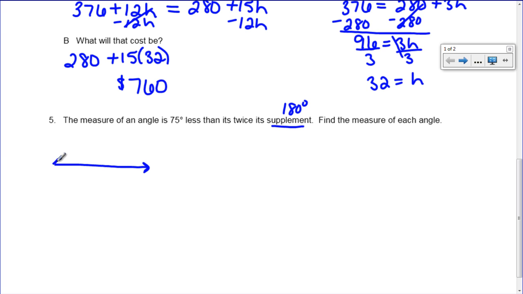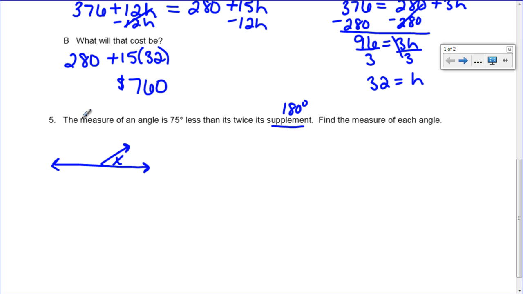It's just a straight angle like this. But to be a supplement, I have to have 2 angles. It can't be supplementary if there aren't 2 of them. When I have 2 angles like this, they only give me information for one of them. They tell me that the measure of one angle is 75 less than twice the supplement. Well, the supplement is the other angle, and we're going to call that x. We don't know what it is. It's got to be x. You always need to have variables representing both angles.